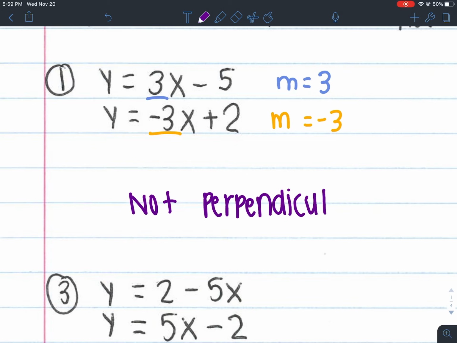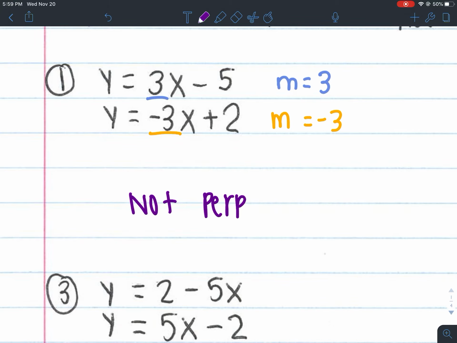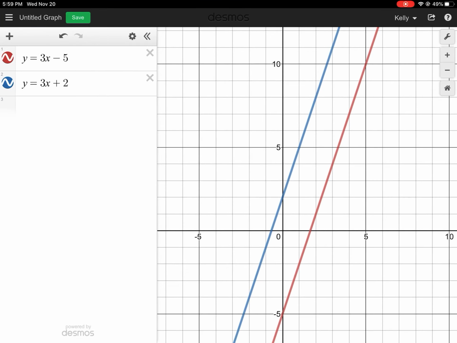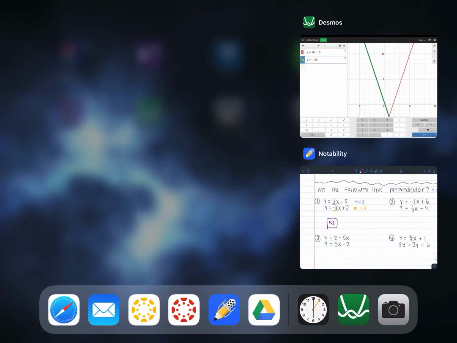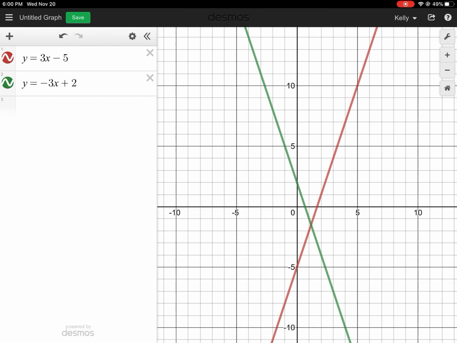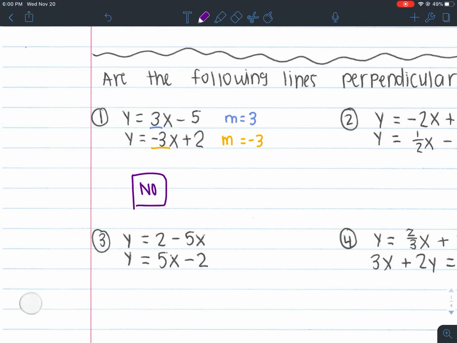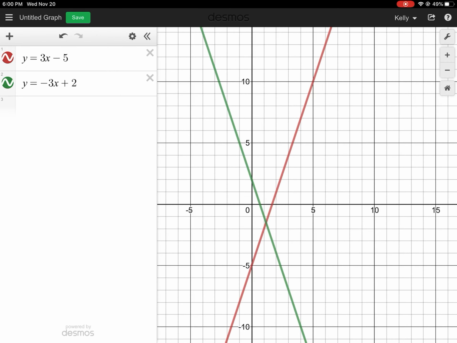And I'll show you in Desmos. These are not perpendicular. So the short answer to this would be no, they're not perpendicular. Just say no. So I have y equals 3x minus 5 and y equals negative 3x plus 2. Okay? Now, yes, these two lines intersect each other. And if you're wondering where these equations came from, they came from problem number 1 in our notes. The two lines do cross each other, but they don't cross each other at 90 degrees.